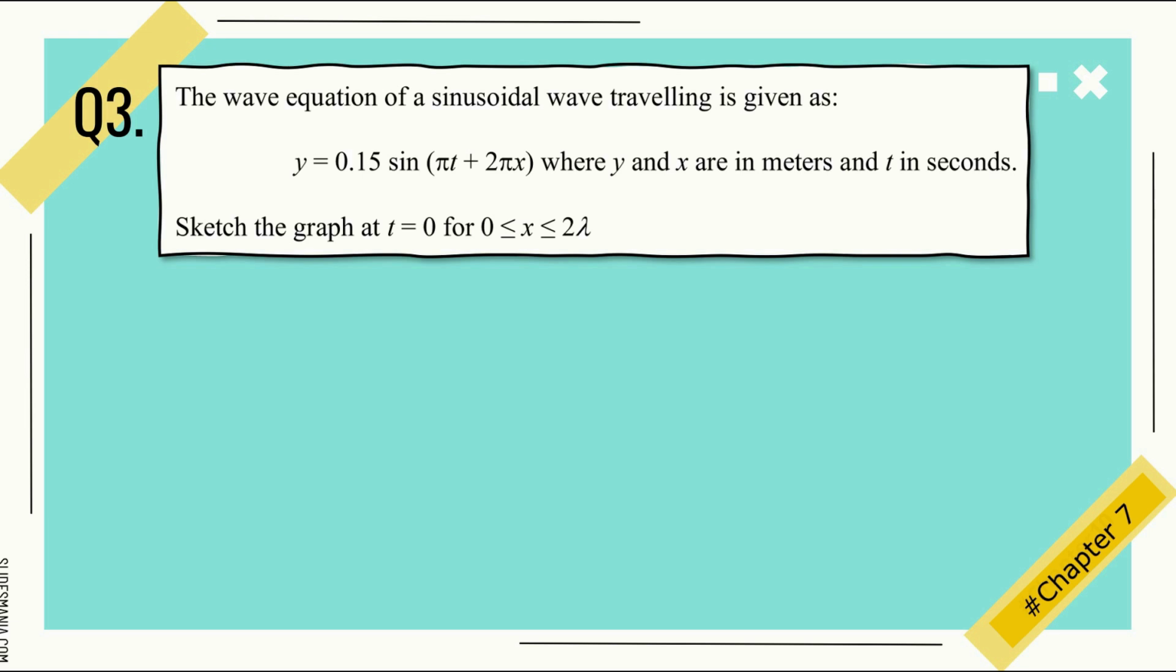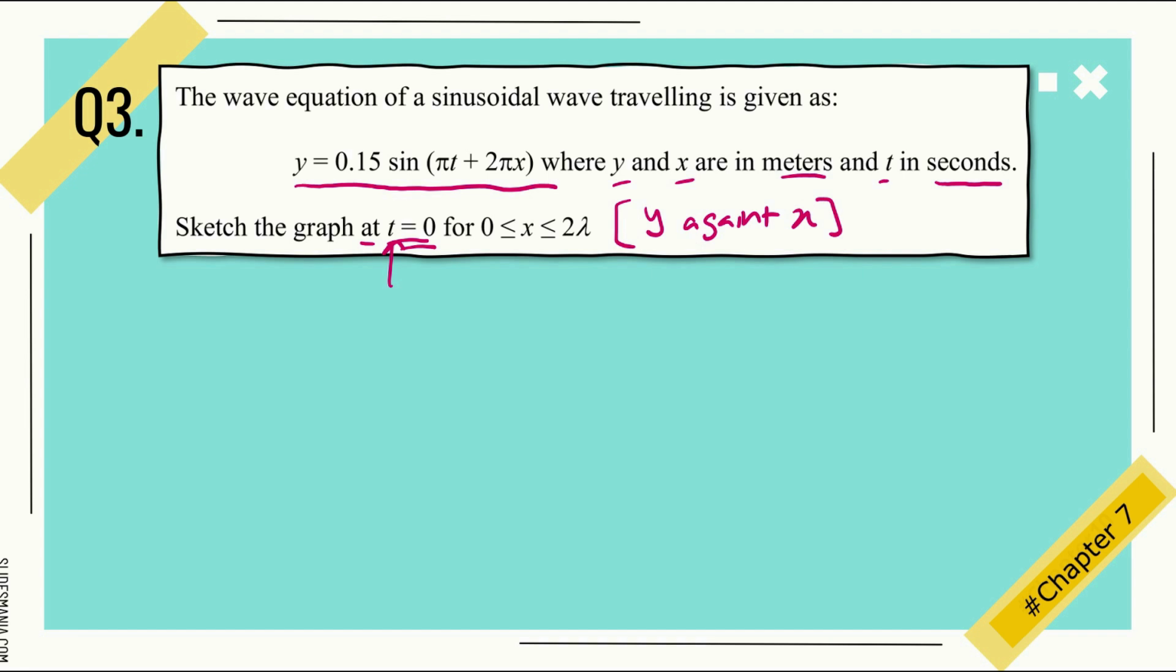Question number 3. The question is: the wave equation of a sinusoidal wave traveling is given by the equation, where y and s are in meters and t is in seconds. Sketch the graph at t equal to 0, which means that we want to sketch the graph of y against s, because t is equal to 0.